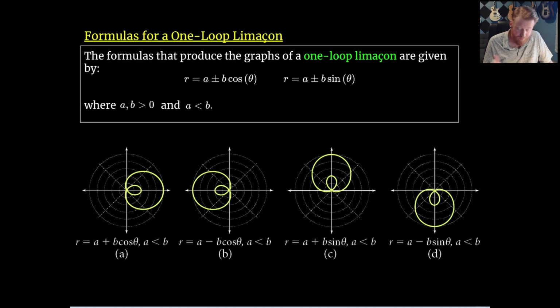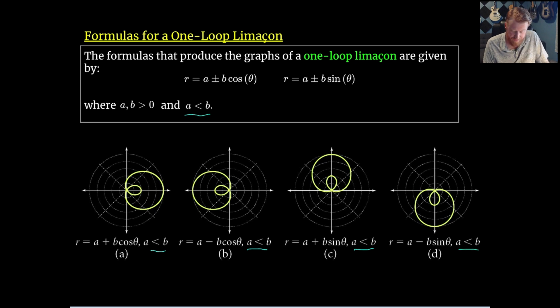So again, same looking formulas, r equals a plus or minus b cosine of theta, r equals a plus or minus b sine of theta, but here the a value is smaller than the b value. And when that happens, we can actually find 0 values that will work. So we're going to go through the pole, and we're actually going to get this other inner loop in there. So here for all of these, we're saying a is less than b.